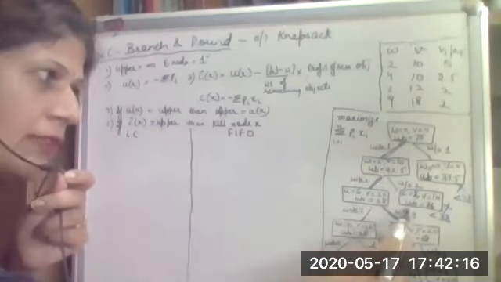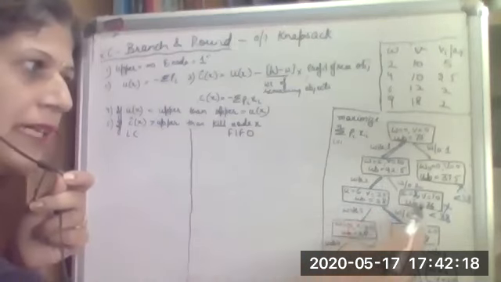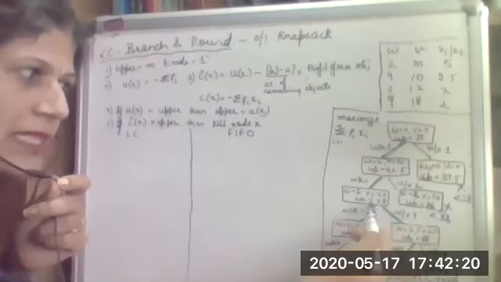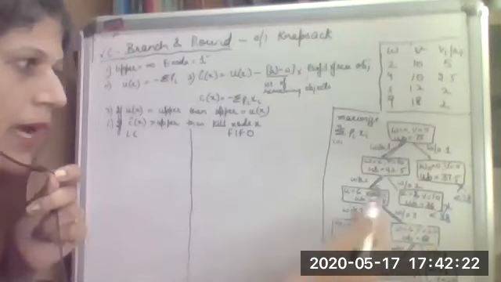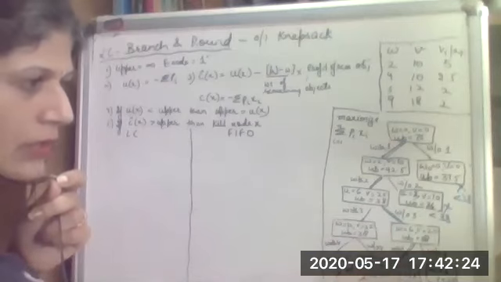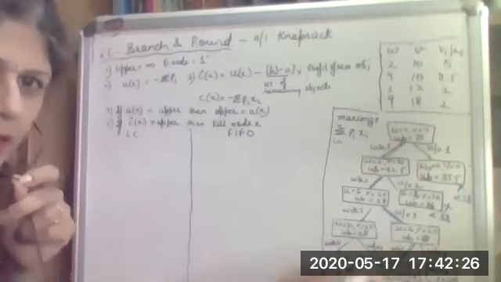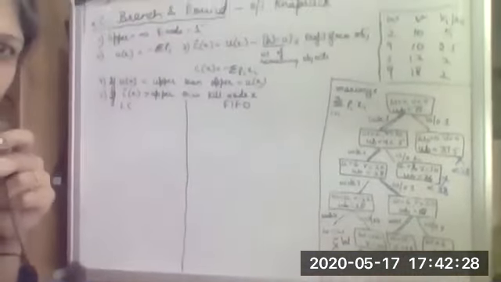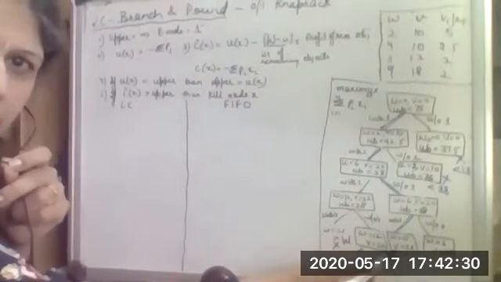The two branches of this have an upper bound of 38 and 36. 36, which was lesser than 38, was pruned, and further on we have got the solution. So we have got the last solution here.